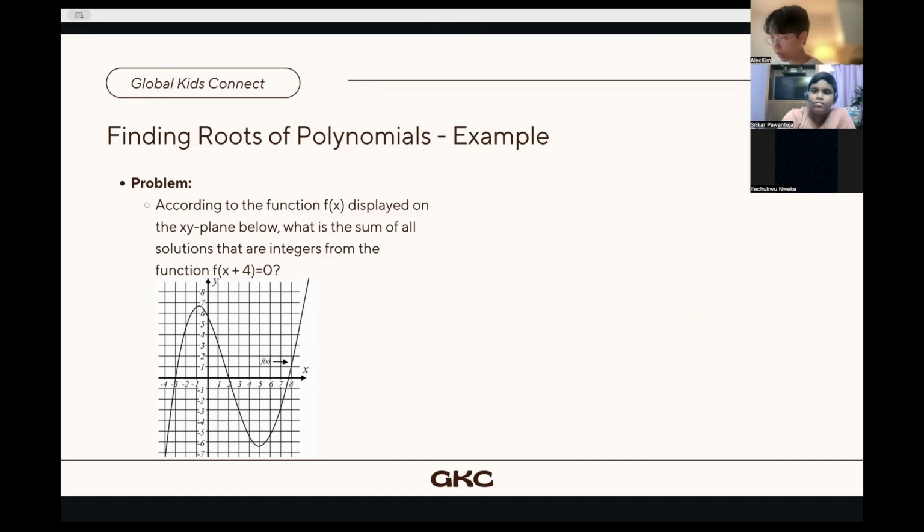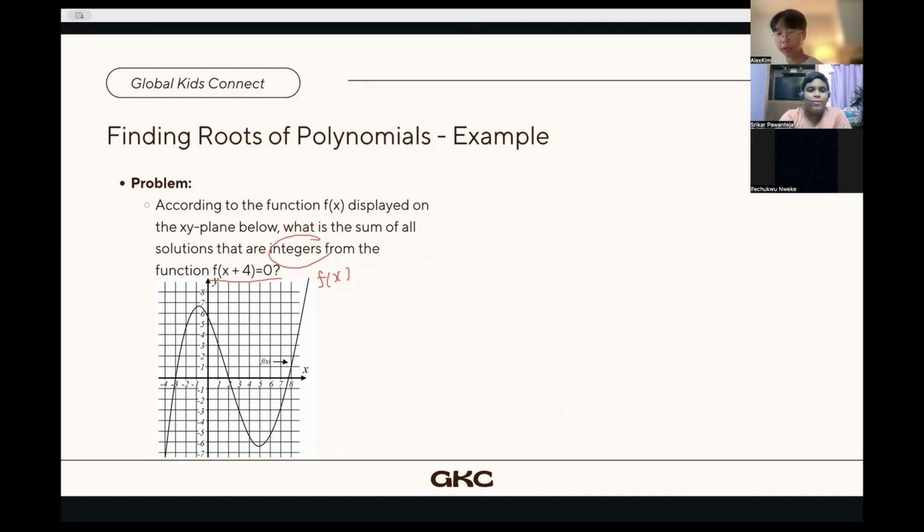And so like we kind of covered, we have f of x, the original f of x before it's shifted in the x-axis as shown. And then we need to find what is the sum of all solutions that are integers from this new shifted f of x function. And so we can see that instead of x it is x plus 4, which means that the entire graph shifted to the left by a magnitude of 4.